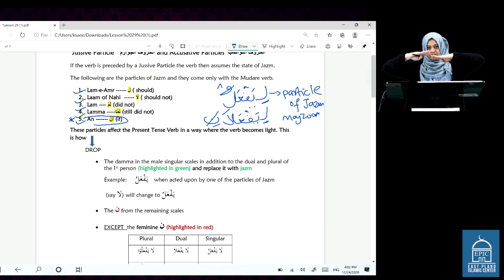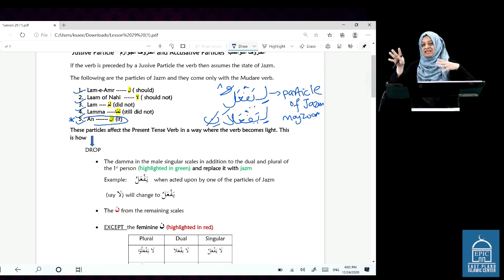If I lift the veil from yaf'alu, who is sitting underneath? What's the pronoun that's sitting underneath? Huwa. So he should do kada wa kada. Okay? Then we have li yaf'ala. They both should do. It's called lam of amr.